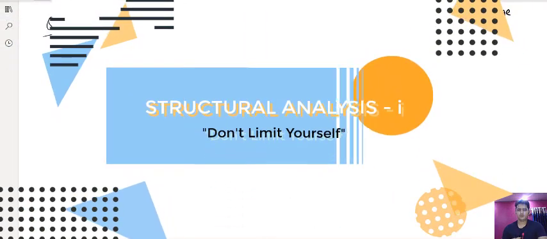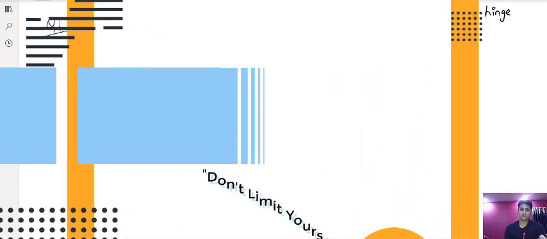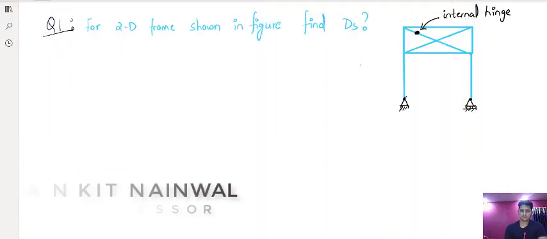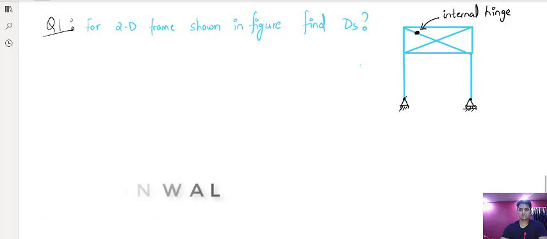Hello everyone, my name is Ankit Nanwal and today we will be starting with the numerical based on how to calculate the static indeterminacy of structures. The basic concepts we all have discussed in earlier lectures. Today we will be discussing the numerical part.